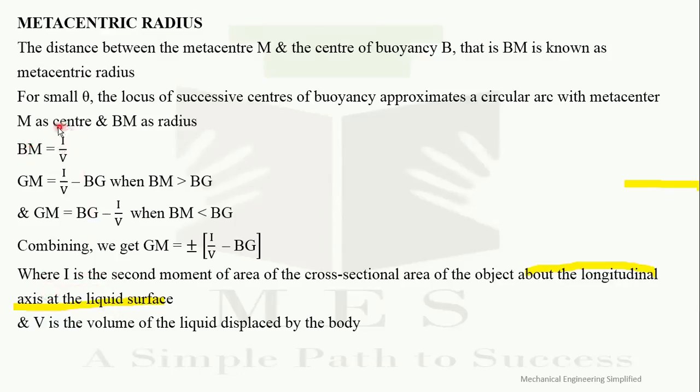I'm not going into the derivation. You can look for it in any standard book. This derivation is very simple. Okay, and then what is G? This is Bm minus Bg when Bm is greater than Bg, and this is equal to Bg minus Bm when Bm is less than Bg.